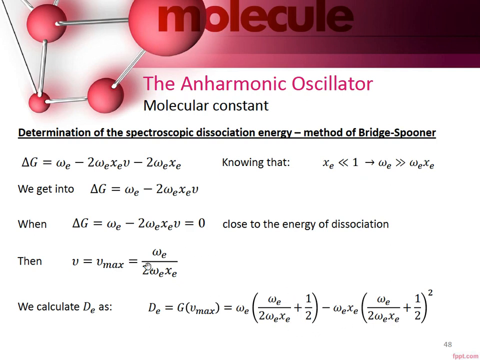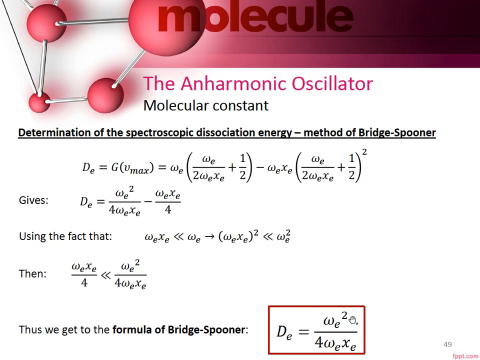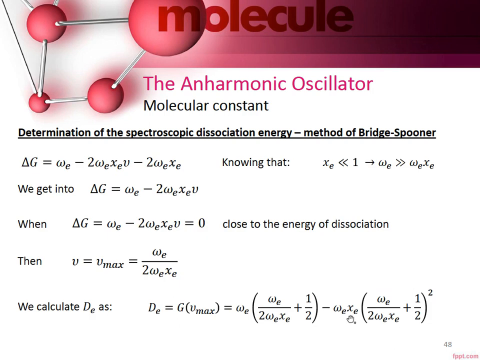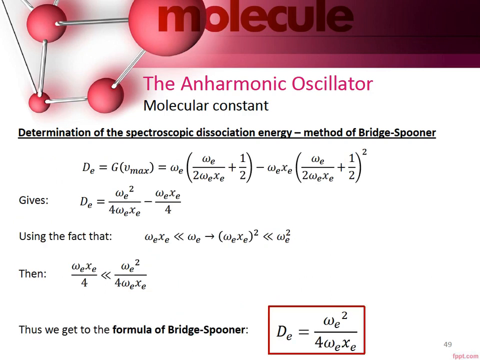Look, it's easy. Omega E over 2 omega E XE, this is V. So V plus half, minus omega XE V plus half, so omega XE V plus half. But that's still a bit complicated, so we need to do a bit of calculation. If you develop it, dE equals omega E squared over 4 omega E xe minus omega E xe over 4. It's just, again, mathematics.